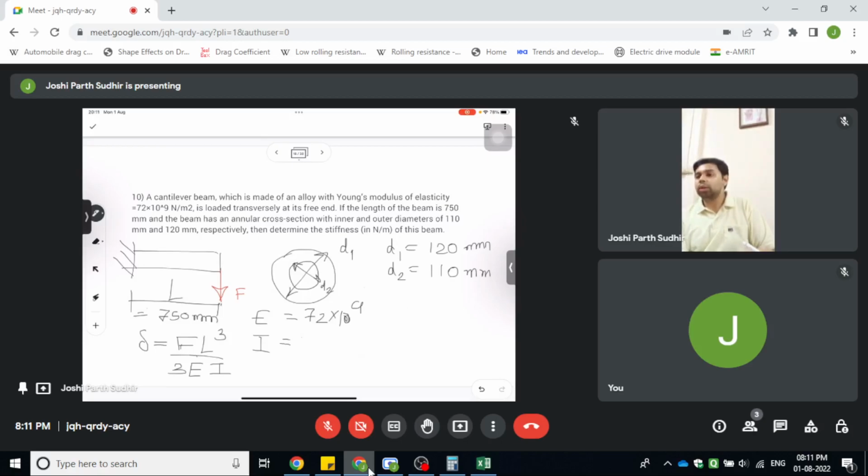So how do we find out the value of the moment of inertia of this cross section? For that, we already know the expression for the polar moment of inertia of the cross section. So basically the value of J will be given by pi times d1 to the power 4 minus d2 to the power 4, by 32. So that will be the polar moment of inertia of the cross section.